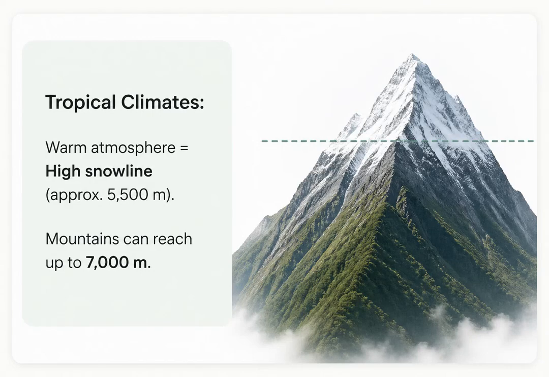In contrast, at low latitudes near the tropics, the atmosphere is much warmer, so the snow line is very high. Around the equator, the snow line might be at 5,500 meters. Because the aggressive glacial erosion doesn't start until that high altitude, the mountains are able to grow much taller, often reaching up to 7,000 meters before glacial erosion limits their upward growth.